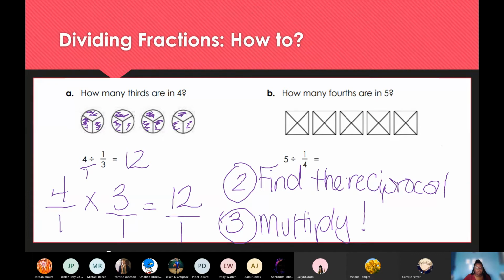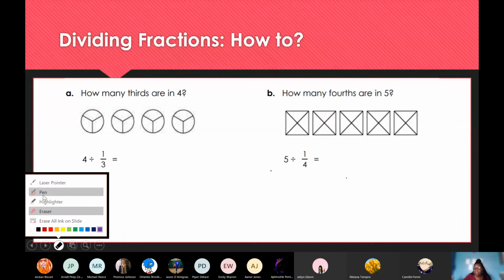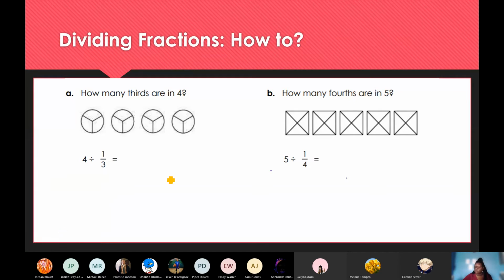Okay, Miss Neville's now going to erase this, and let's get busy with B. Remember, counting the shaded parts won't always be this easy because our whole numbers won't always be 4 or 5 or 6. Sometimes those numbers will be larger. I'd say most of the time those numbers will be larger. So we can count it quickly to see.